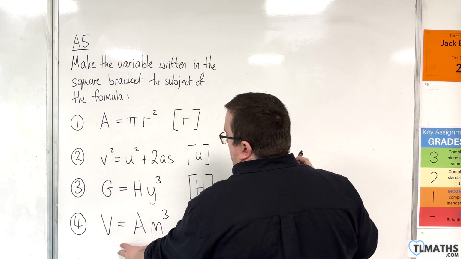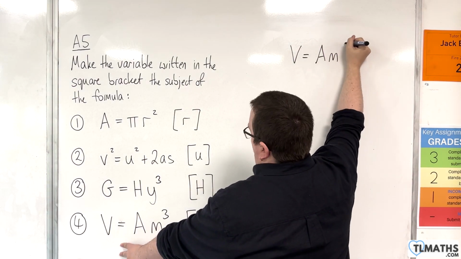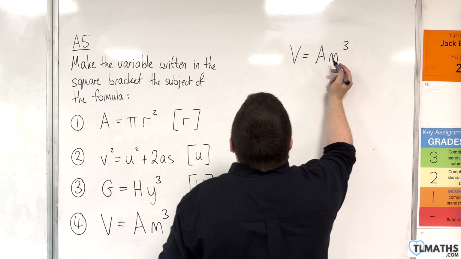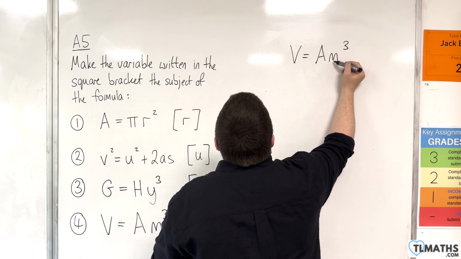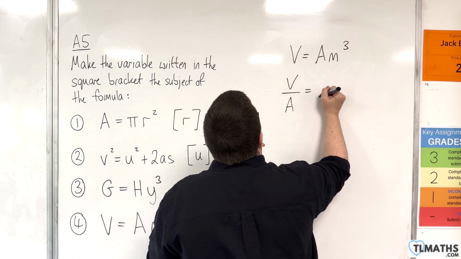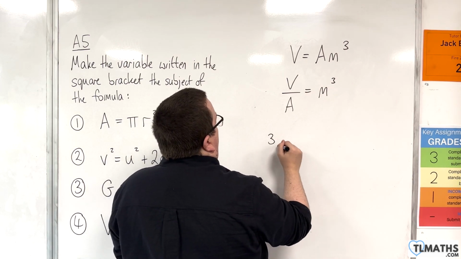Number 4 looks very similar. V equals a m cubed, and we want to make m the subject. Well, because I want to make m the subject, I need to divide both sides by a first, and then I can cube root both sides.